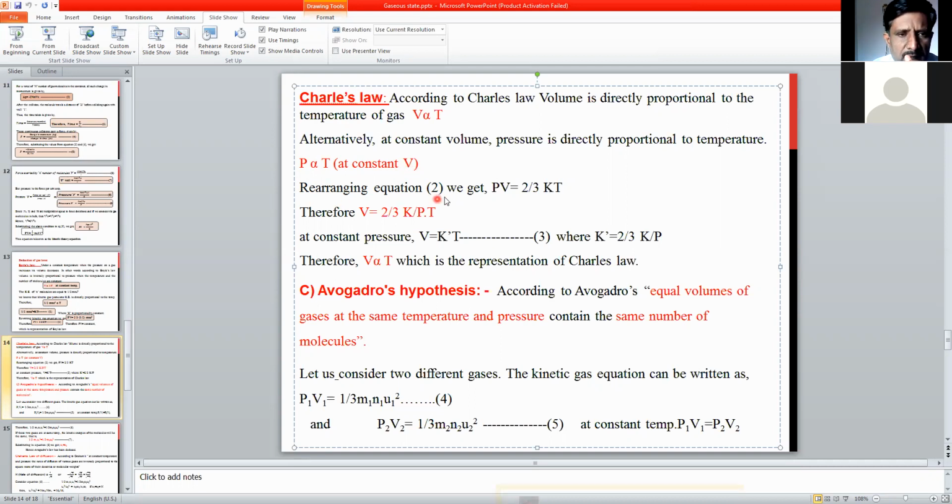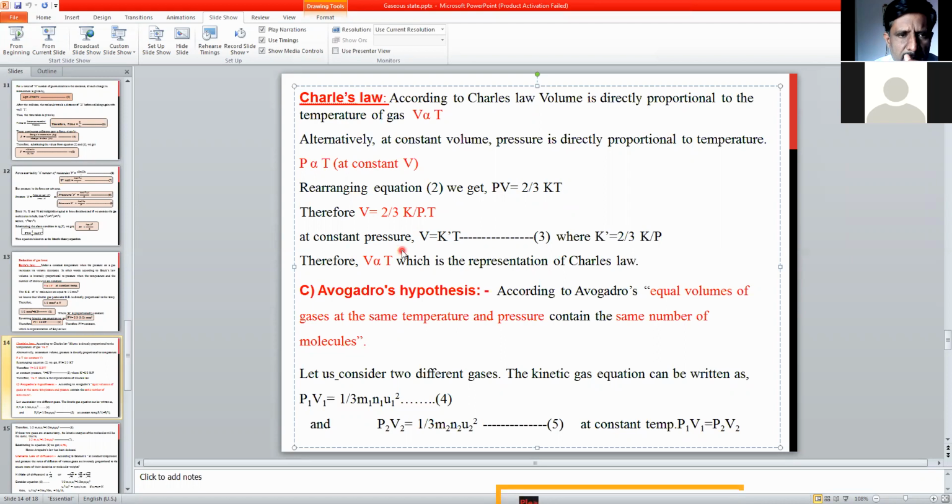So if we rearrange equation 2, which we have already studied in the before slide, what do we get? PV is equal to 2 upon 3 KT, equation number 2. I am rewriting it here again. PV is equal to 2 upon 3 KT. Therefore, V is equal to 2 upon 3 K T by P. I have only written this P on the right side of the equation, and it goes in the denominator. That is, V is equal to 2 upon 3 K divided by P into T.